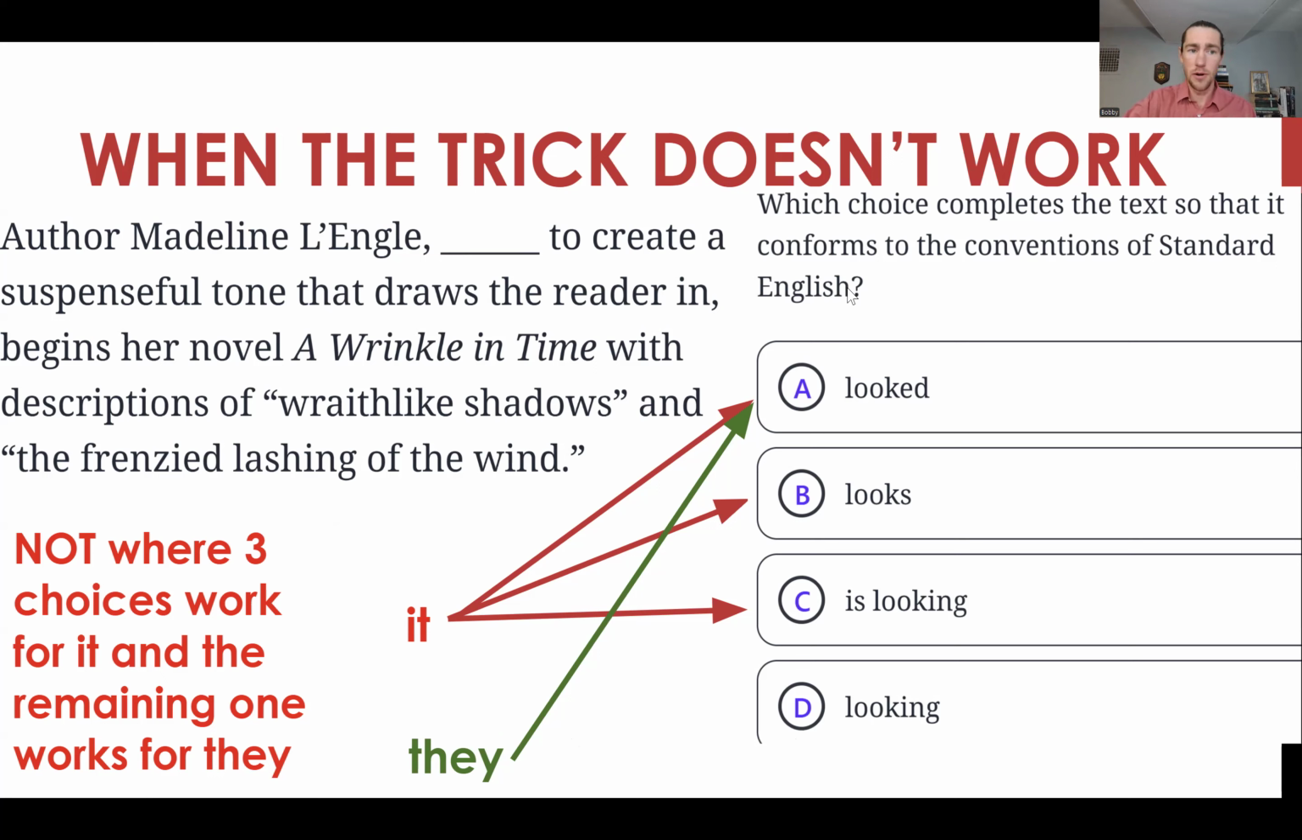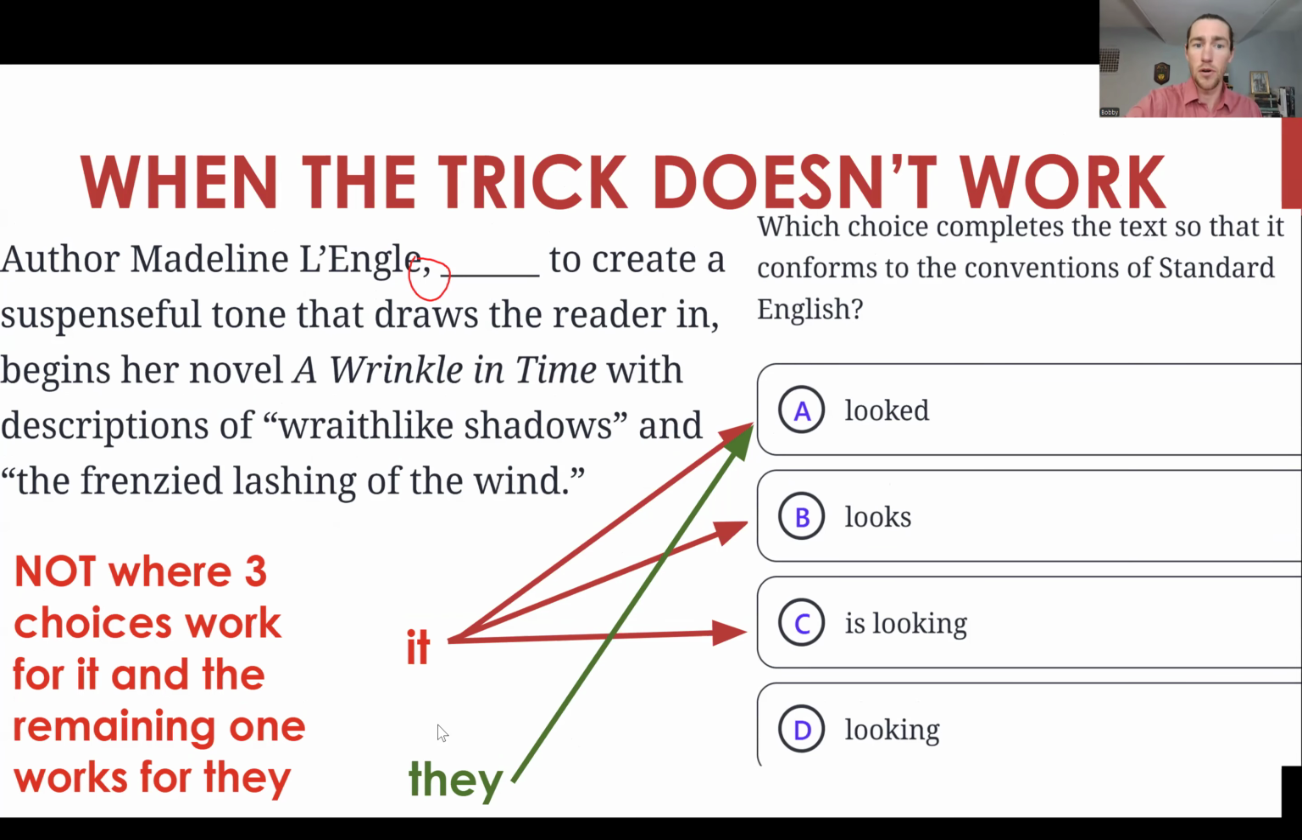If you wanted to try this one, reading the full sentence, author Madeline Langle, the answer here would be looking to create a suspenseful tone that draws the reader in, simply because we have commas in this sentence that form a non-essential element, a parentheses kind of element that is removable from the sentence. We need an ing verb here. So we can remove these words in between the commas.